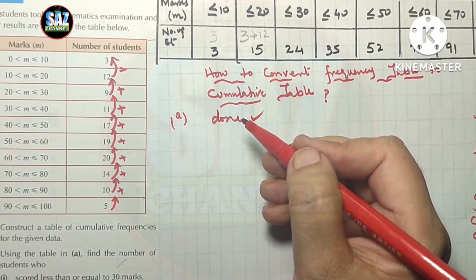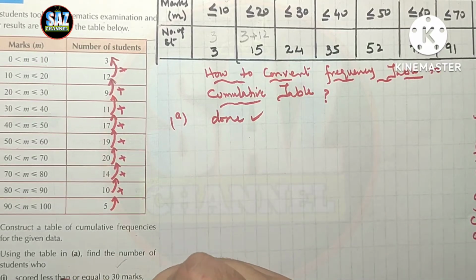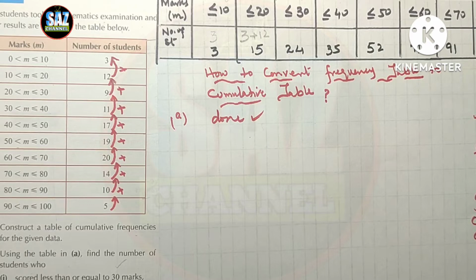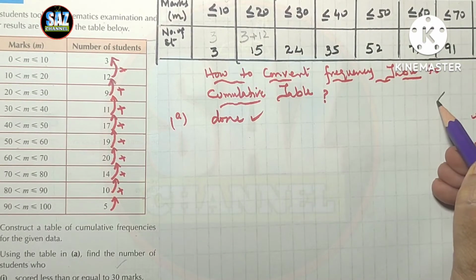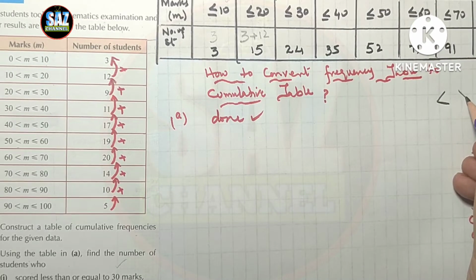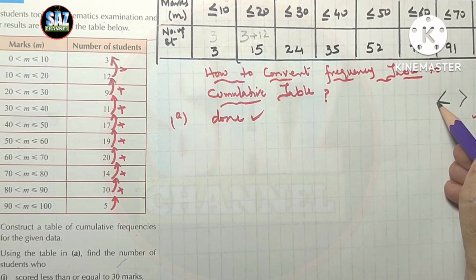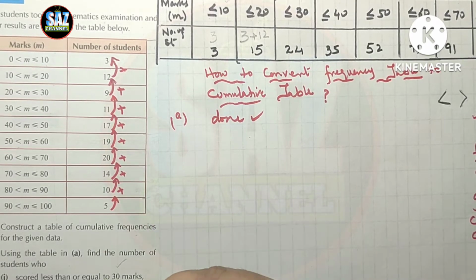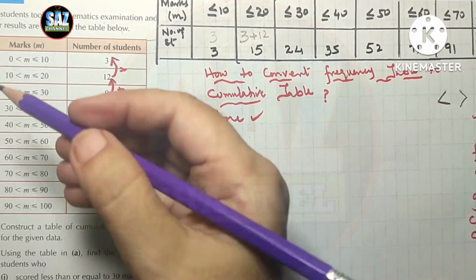Cumulative frequency table is done, and the second is the score less than or equal to 30 marks. Less than and equal to. Try to understand the inequality relationships as well: if we just have this relationship or this relationship, that means just less than and just greater than, but the question says less than or equal to 30 marks.